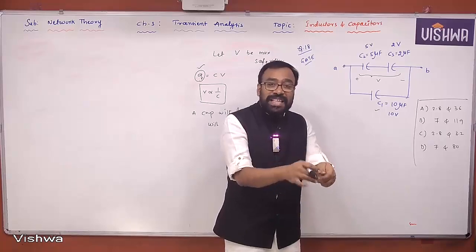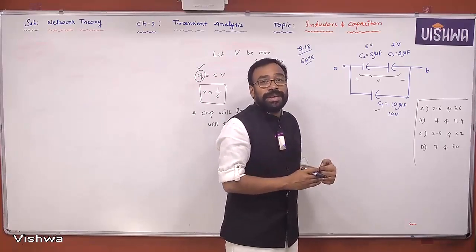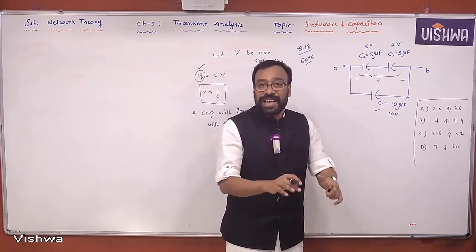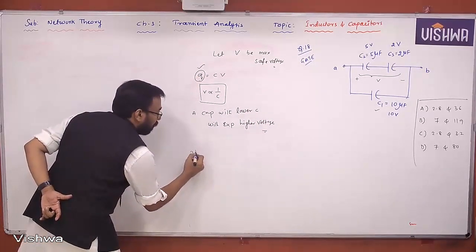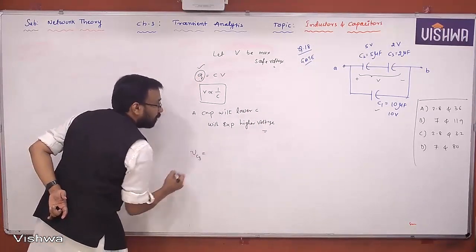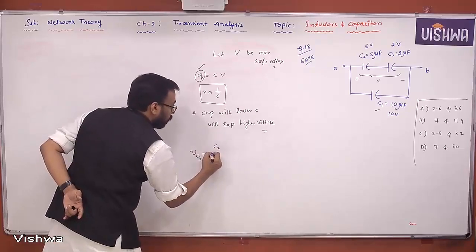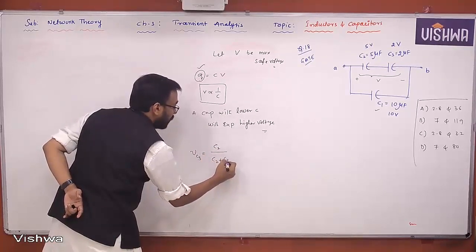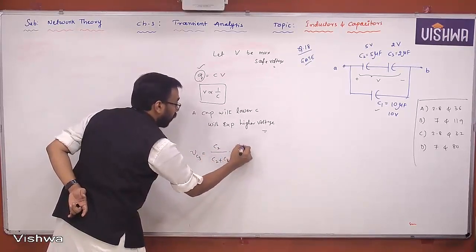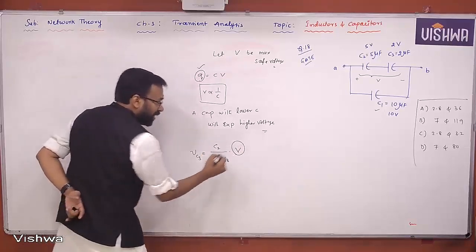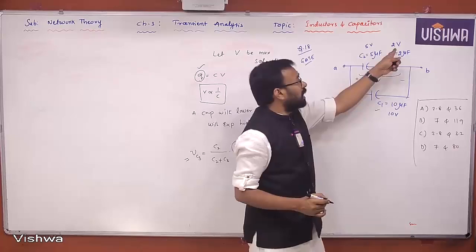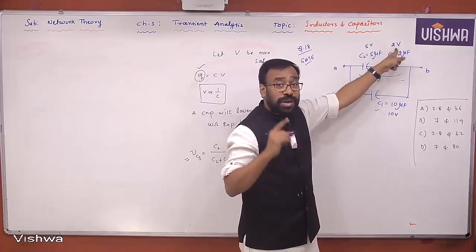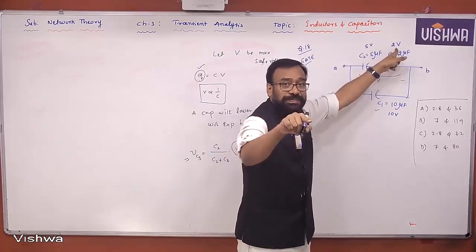For that, the corresponding maximum safe voltage can be calculated or not. It's simply a reverse calculation. That means, look at this. VC3 is nothing but what? That is C2 by C2 plus C3 into the maximum safe voltage. This is the maximum safe voltage, an unknown value. This is a known value. Why is it a known value? Because what is the breakdown strength? 2 volts. That means you can apply up to 2 volts.